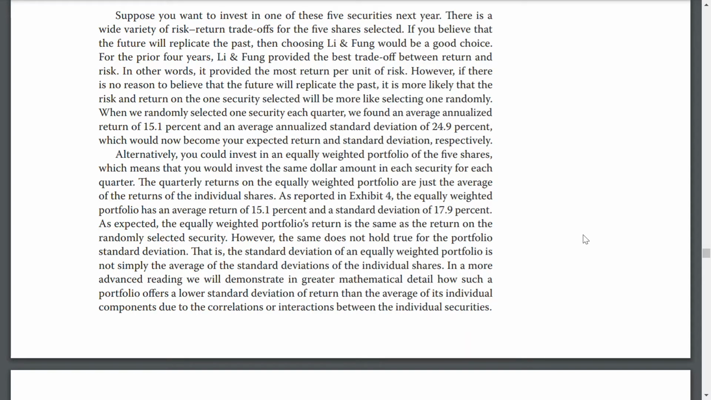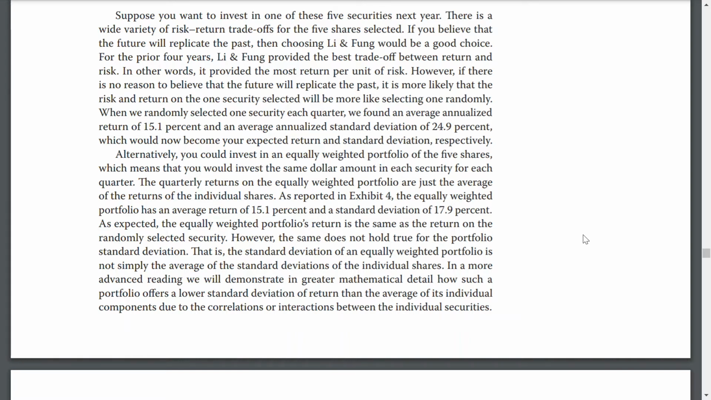When we randomly select one security each quarter, we found that the average annualized return was 15.1% and the average annualized standard deviation was 24.9%, which would now become your expected return and standard deviation, respectively. Alternatively, you can invest in an equally weighted portfolio of the 5 shares, which means that you would invest the same dollar amount in each security for each quarter.